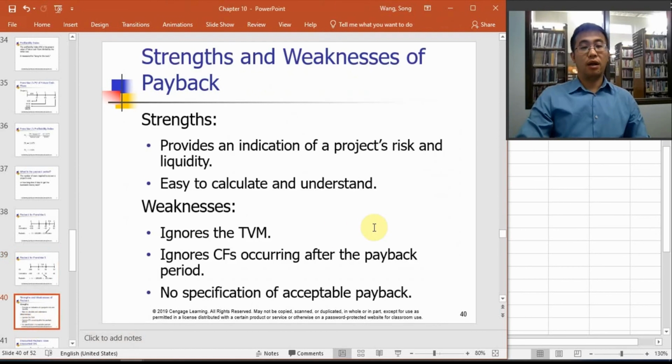Okay, and also there is no specification of an acceptable payback period. Well, as long as your initial cost gets paid back, you're good to go, right? The thing is, again, this ignores the time value of money. You do not discount it. You do not incorporate the cost of capital when you do the discount. If you don't consider cost of capital, then you miss a lot of the picture of capital budgeting. So you do have to consider the time value of money.